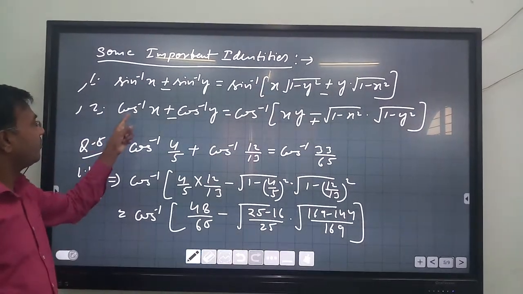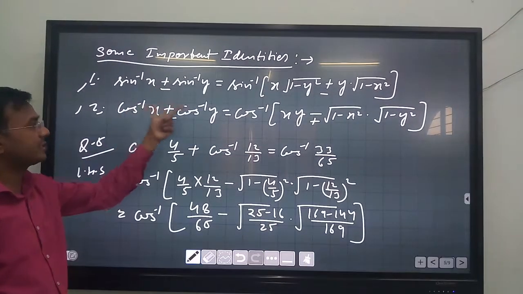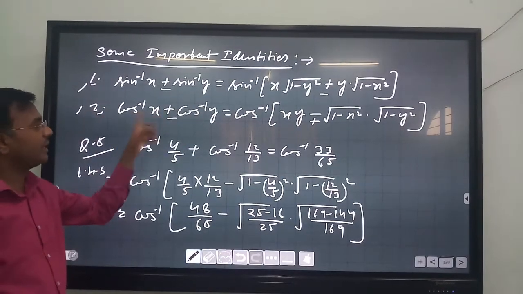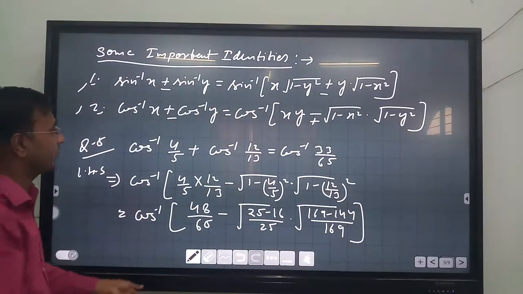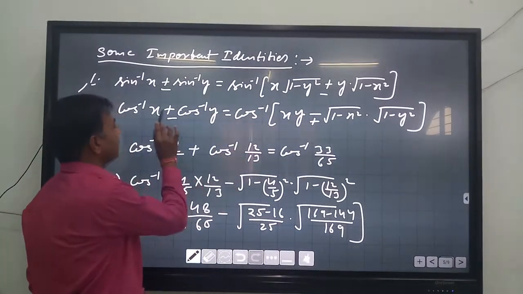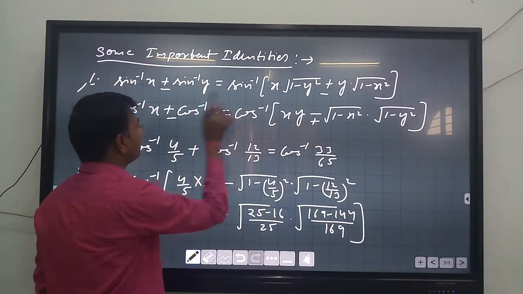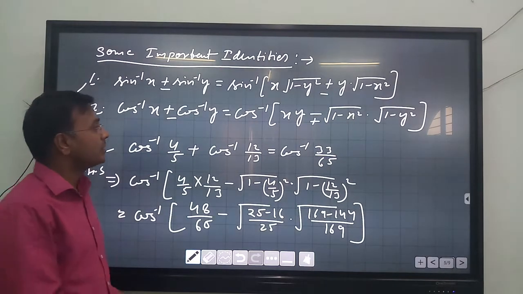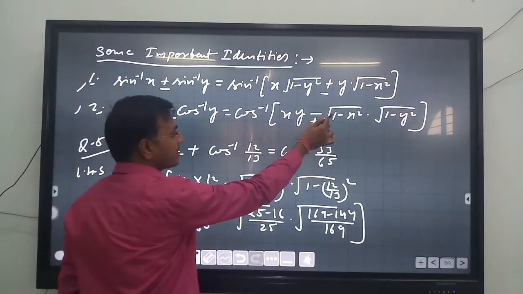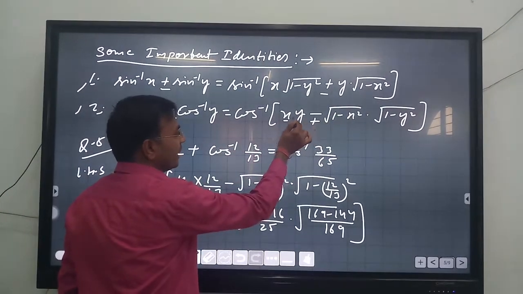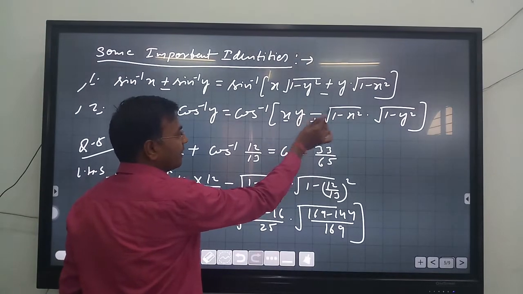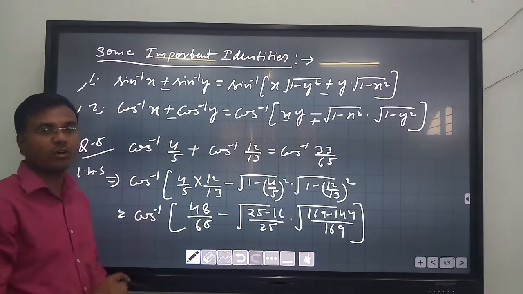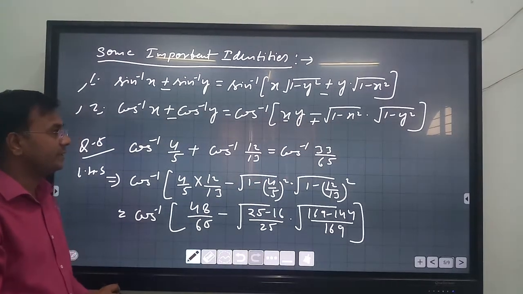Same for cos inverse x and cos inverse y, plus or minus. These are combined identities. For cos inverse, if there is a plus sign, minus will come; if there is a minus sign, plus will come. So xy minus or plus under root of (1 minus x square) into under root of (1 minus y square), that is, the square roots of both x and y.